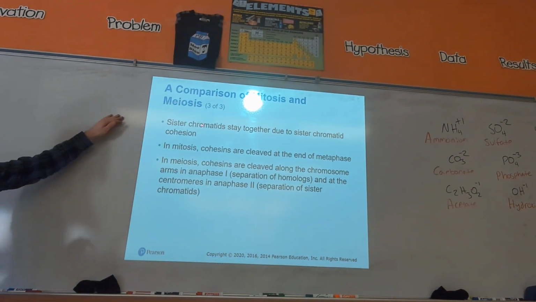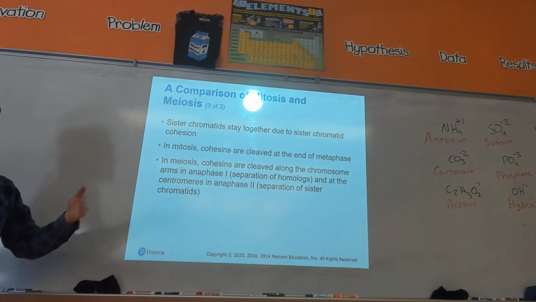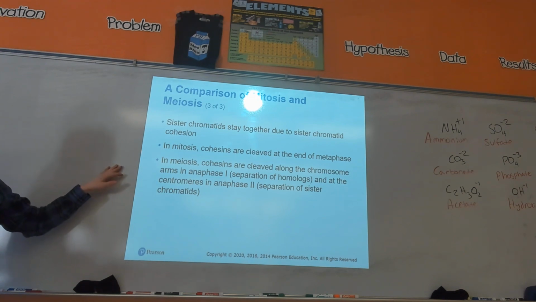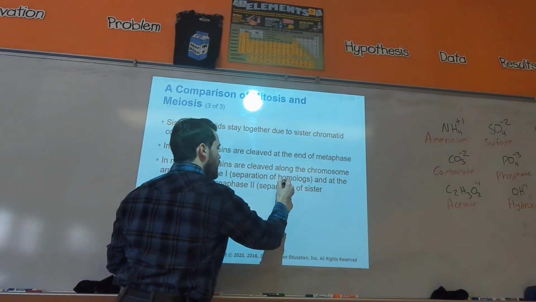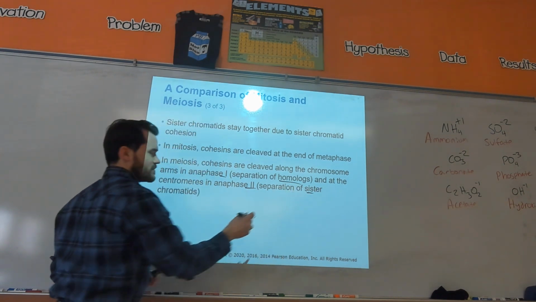You still have the sister chromatid cohesion. You still have those cohesions being broken up whenever you want to separate them during anaphase. So in meiosis, you're separating, again, the homologs in anaphase 1. In anaphase 2, you separate the sister chromatids.